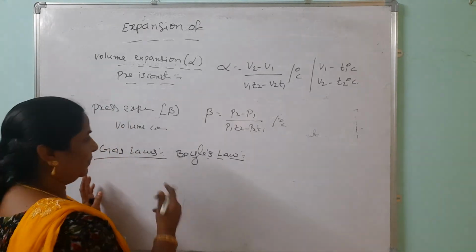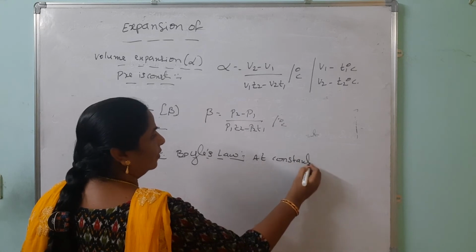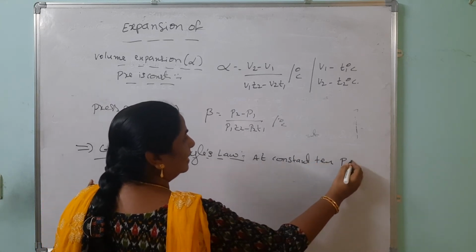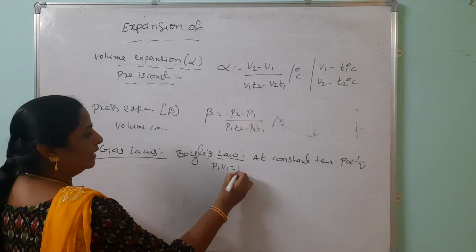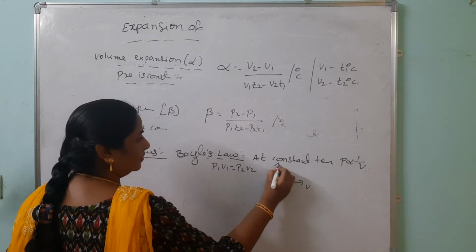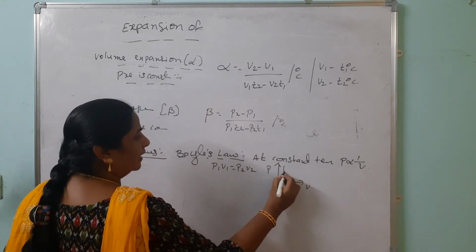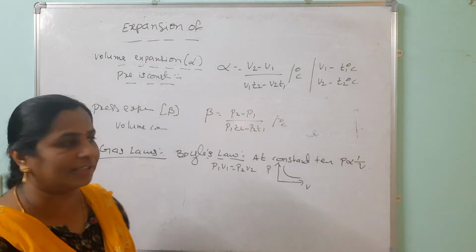See, at constant temperature, pressure is inversely proportional to volume. We can write it P1 V1 equals to P2 V2. Here when we are drawing this pressure and volume, we get a rectangular hyperbola, because both are inversely proportional to each other.